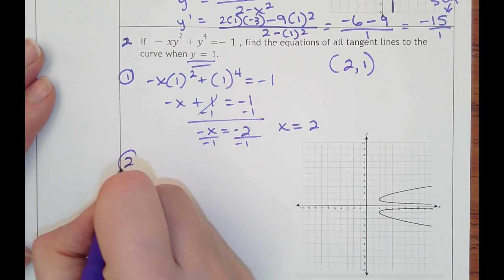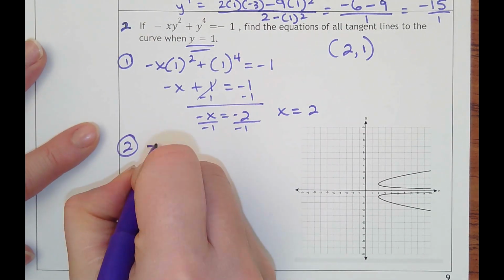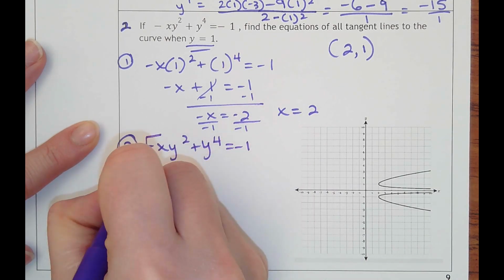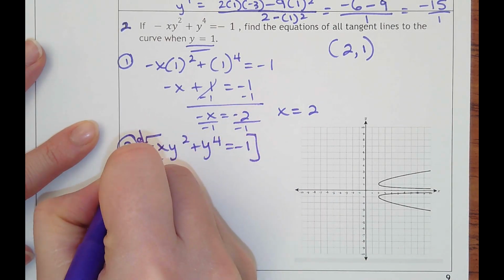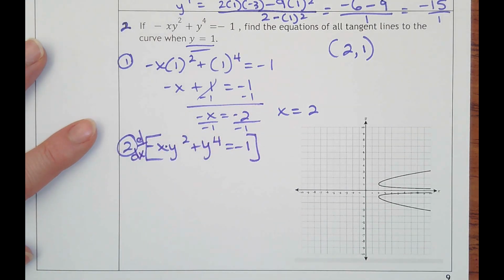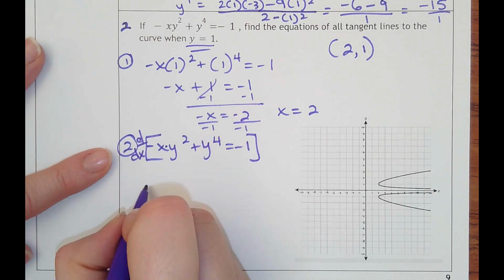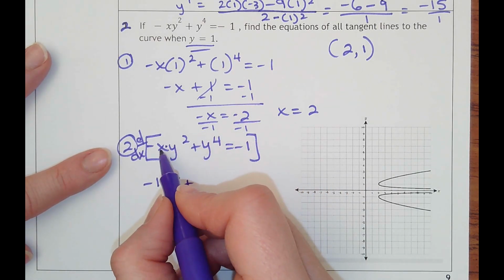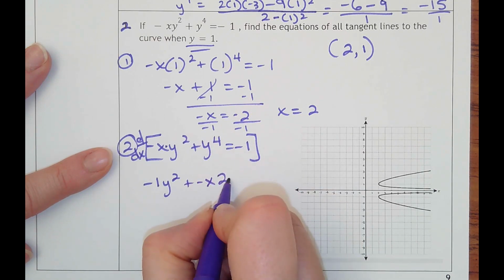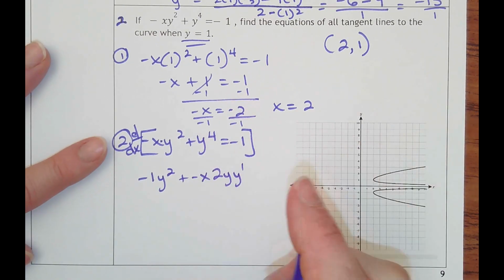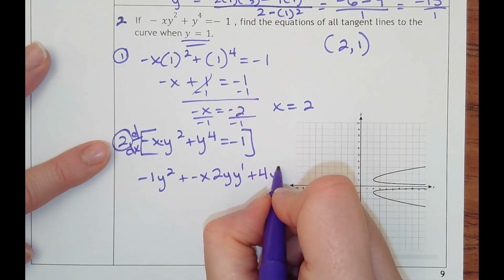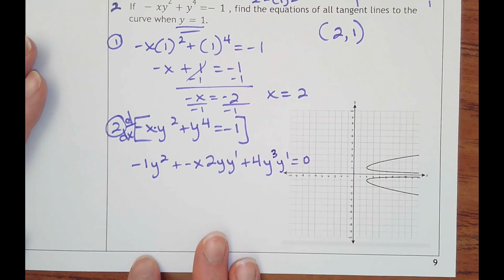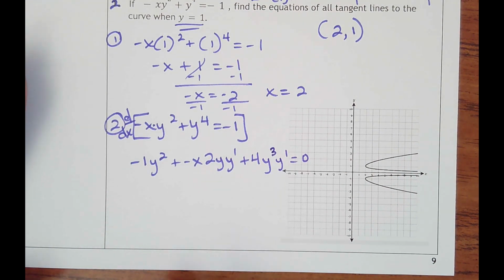Now all I have to do is find the slope. So I'm going to write my function again. Take it times d over dx. Got a product rule again, so derivative of negative x would be a negative 1 y squared plus, keep the negative x, and then that would be 2y y prime plus 4y to the third y prime equals 0.